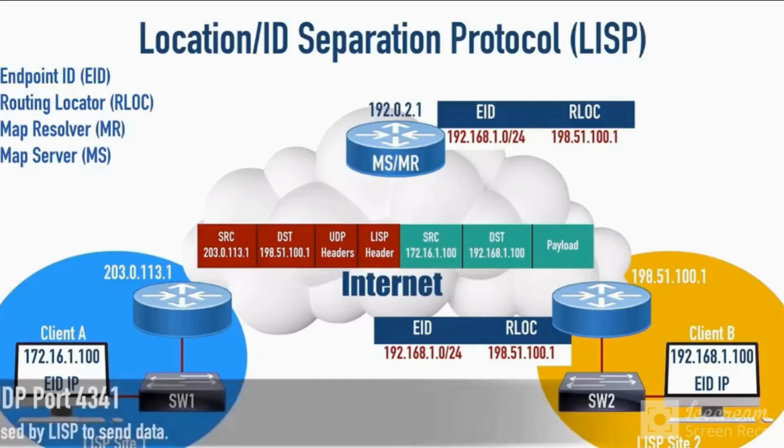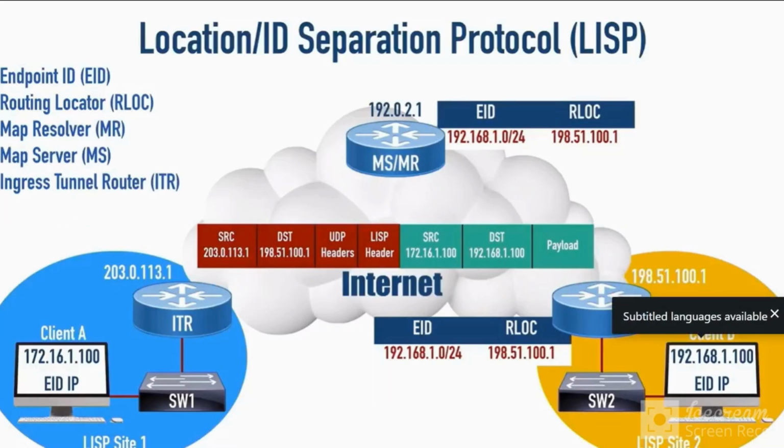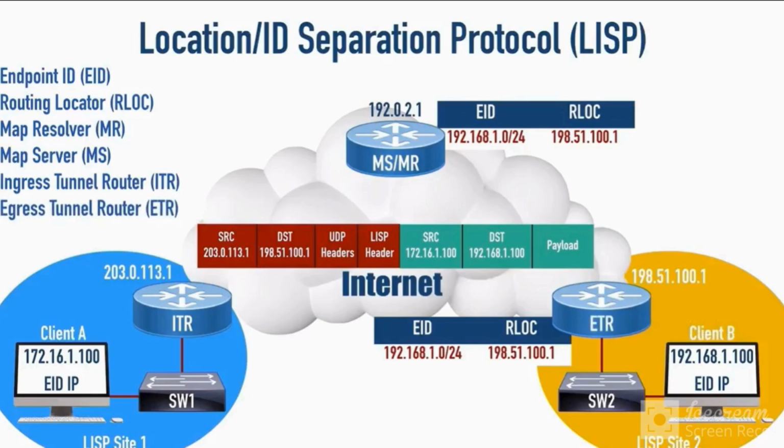And again, our goal here is for client A to send traffic to client B. Well, the router at LISP site 1 that's going to do the encapsulation of that traffic, it's called the Ingress Tunnel Router, or the ITR. It's going to do the encapsulation. It adds the LISP header. It encapsulates everything in that new IP packet. And when the packet reaches the destination, the router that does the decapsulation, that unwraps everything, is going to be that router, in our case, at LISP site 2. That's going to be the ETR, the egress tunnel router.